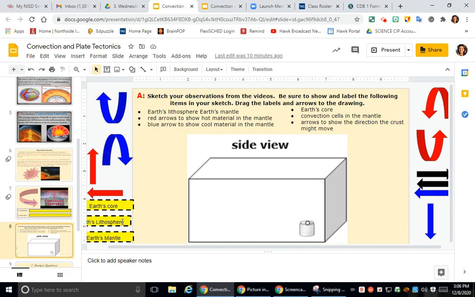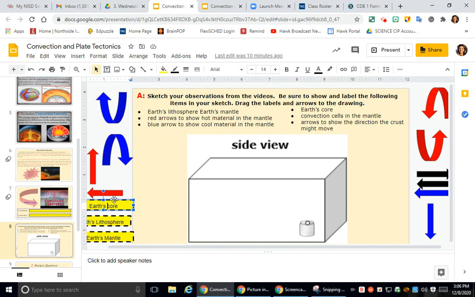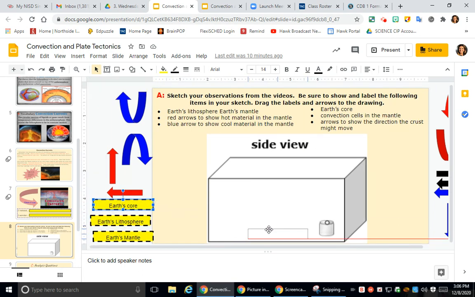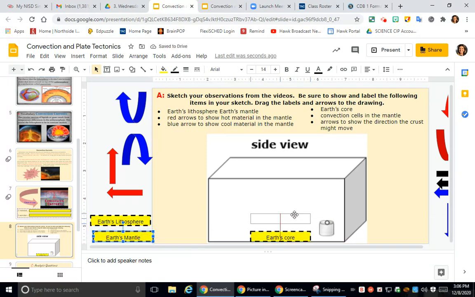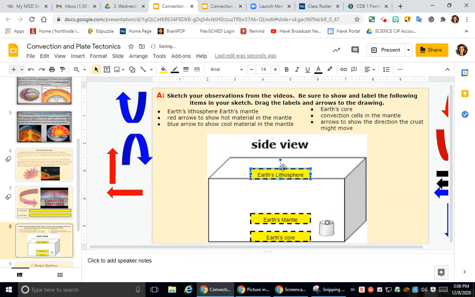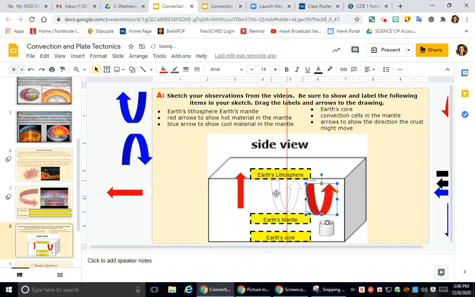So I'm going to minimize, and here is where we can drag and drop. So what's our heat source? We are going to say it's Earth's core, right? And that core is going to heat Earth's mantle inside the crust. Our lithosphere is going to be our crust, right? I'm going to put that up top. Now I'm going to use these arrows. I'm going to drag this one over to show hot air rising. Okay, so I will use this to show my direction. Maybe I can put that over on this side.